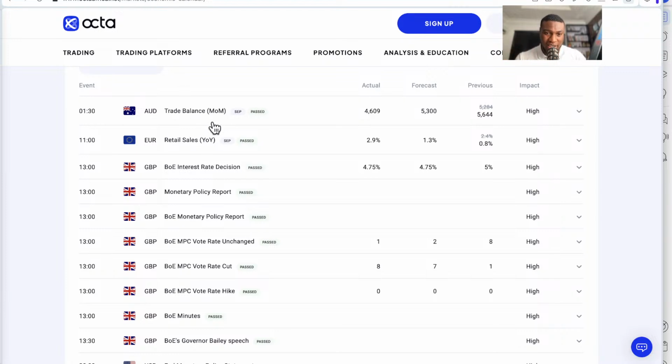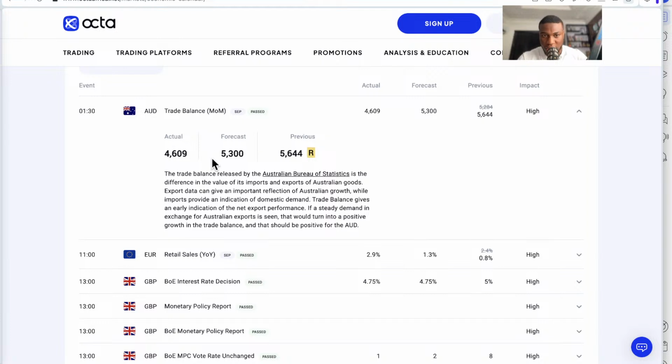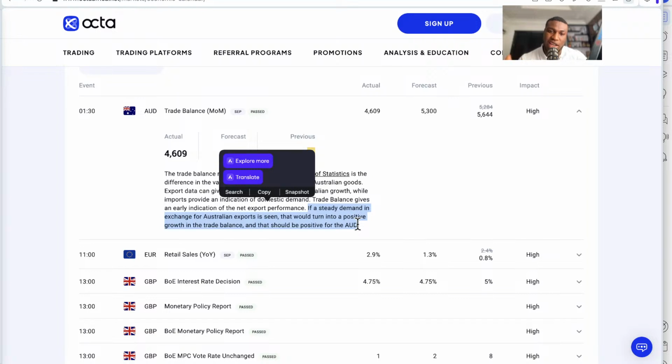Now, one of the ways you can understand these reports in a simple way would be to just click on it, and you can see that Octa has given you a definition of the trade balance, what it is, and most importantly, the influence it is going to have on the Australian dollar, which is this last sentence you have here. If a steady demand in exchange for Australian exports is seen, that will turn into a positive growth in the trade balance, and that should be positive for the Australian dollar.